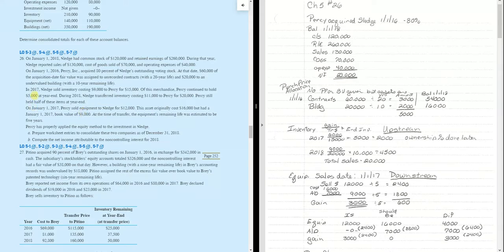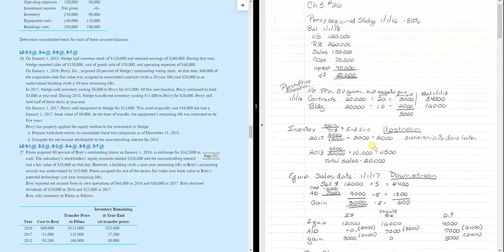Inventory in 2017, so I have my 2017 inventory. Inventory costing $9,000 was sold to Sledge for $15,000. So if it was sold to Sledge for $15,000 and it cost me $9,000, my gain is $6,000 out of the $15,000. Of this merchandise, Percy continued to hold $5,000 at year end. So I multiply it by 5,000, I get $2,000. Notice this is Sledge sold it to Percy, so it's upstream.